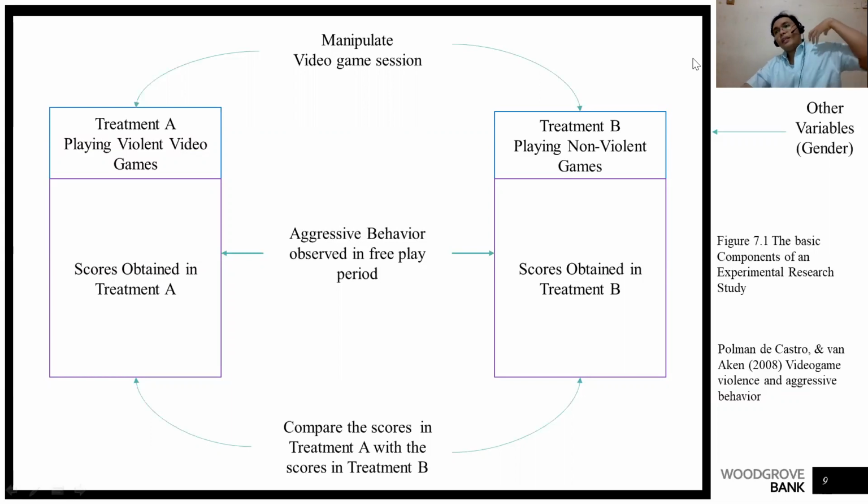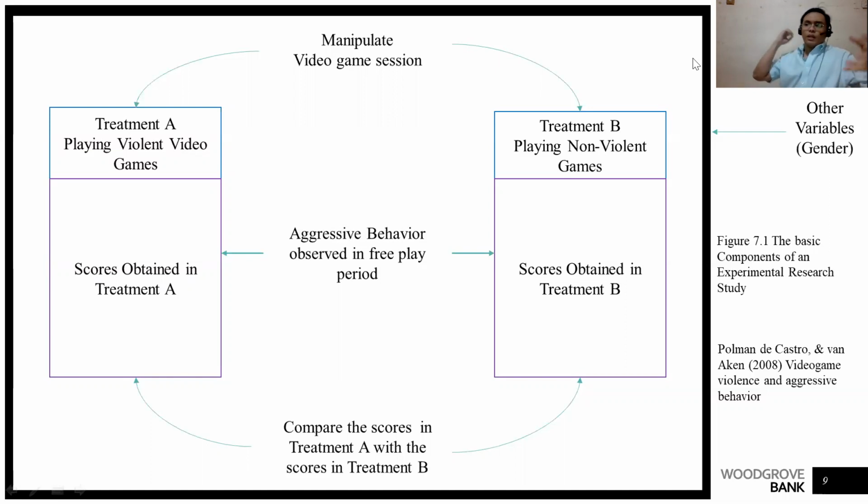First, they manipulate the independent variable. So in their research title, the independent variable is the video game sessions, because the aggressive behavior is known as the dependent variable, or the observed effect of the video game violence. So the manipulated video game sessions consist of two treatment conditions.